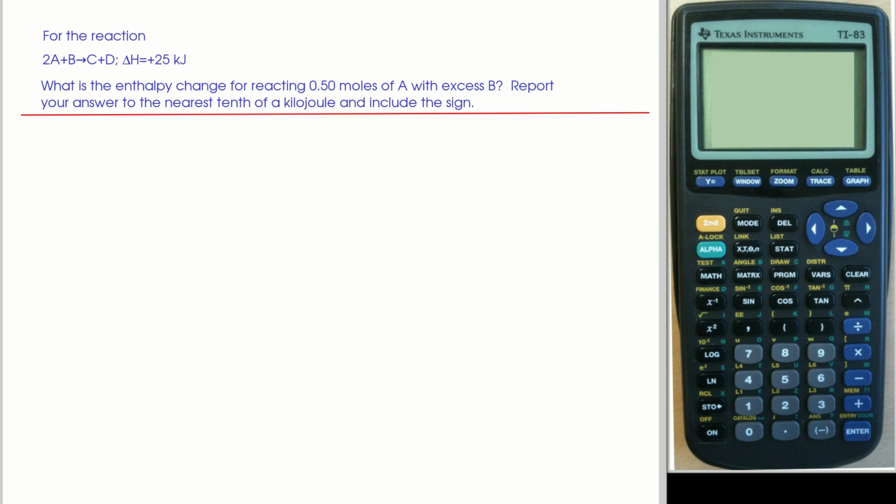Now, this one is actually a little bit easier than a typical problem because you may notice they've actually given us the moles of our reactant here. So we have 0.5 moles of A. Normally what we'd have to do is convert from some other bit of information to moles, but since we already have that, the only thing we really need to do is look at the thermochemical equation here and see how moles of A relates to the enthalpy change.